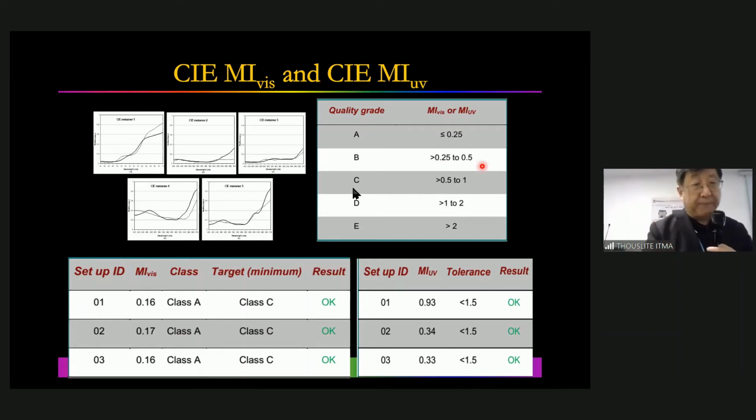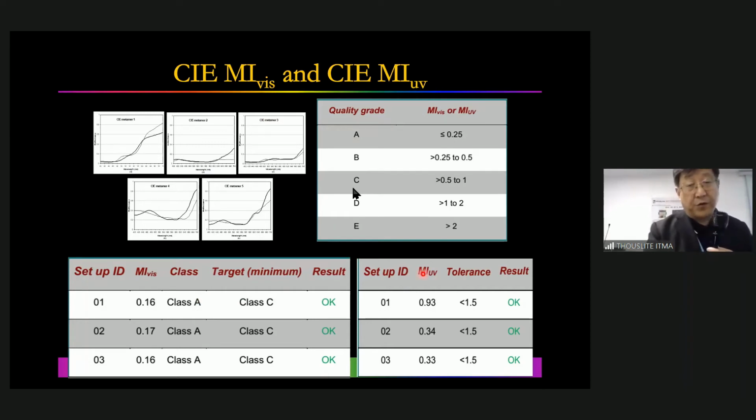This gives you an example. We have the 3 systems tested. Our average values are 0.16, 0.17, and 0.16, so this is class A, and the criteria is C. If you got a C, you passed, but our grade is always A.